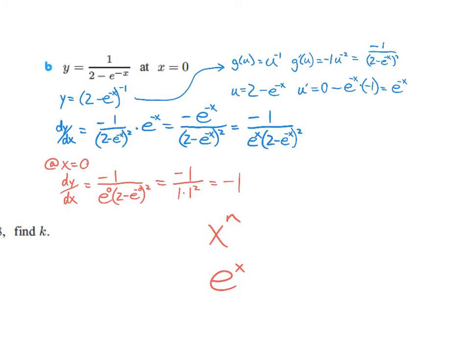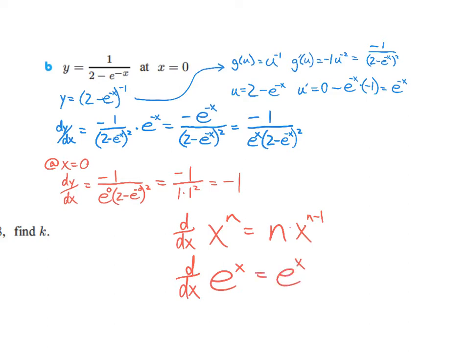Yes, this rule only works when you have x as the base, or a function as the base, and a number as the exponent. n has to be a number. Then you would do n times x to the n minus 1. Here, e is the number, x is the variable, and you would have to just use this rule.